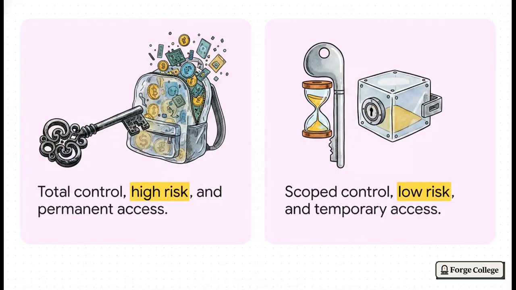This comparison perfectly illustrates the architectural shift we're talking about. Using your master private key for every single transaction, that's like carrying your life savings in a transparent backpack. You have total control, sure, but it is permanent and incredibly high risk. The session key, on the other hand, is scoped. It's temporary. It drastically lowers your risk profile by keeping that master key safely tucked away in the vault.